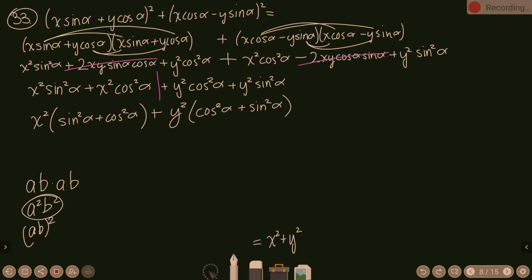We can take one of two views to finish this off. Which view are you guys seeing? Do we see two Pythagorean identities here? Yes? So we have x squared times, what is sine squared plus cosine squared? 1. We have y squared times, what is cosine squared plus sine squared? 1. So x squared times 1 plus y squared times 1 is x squared plus y squared.